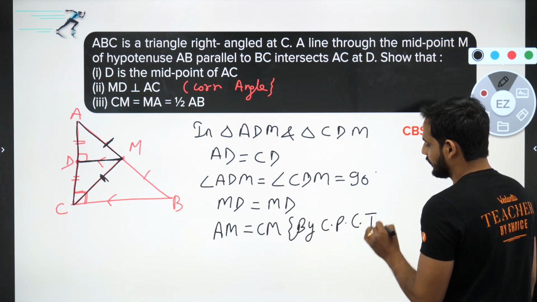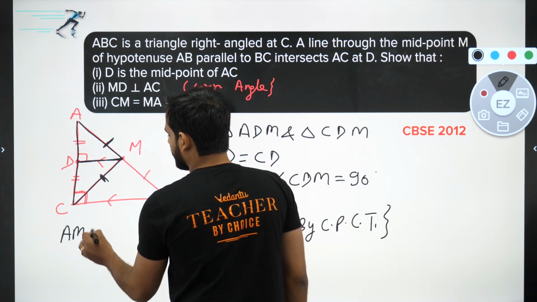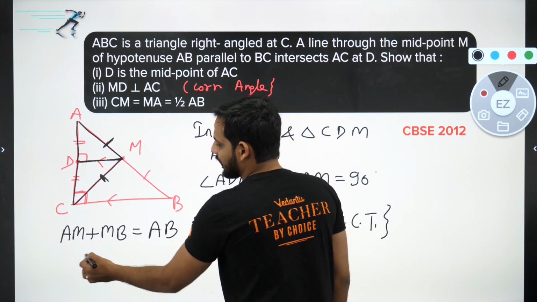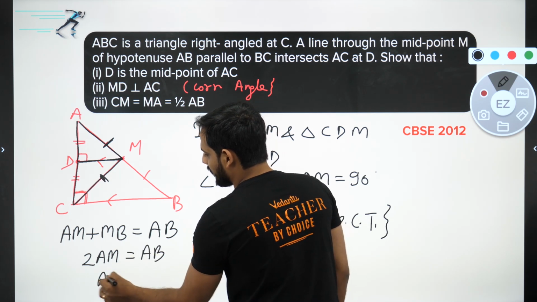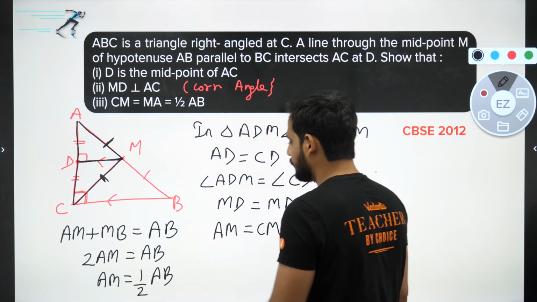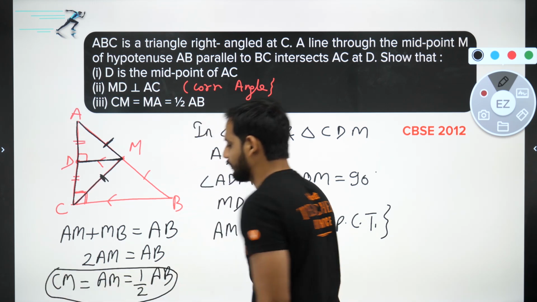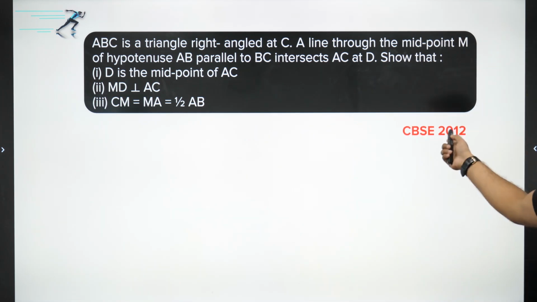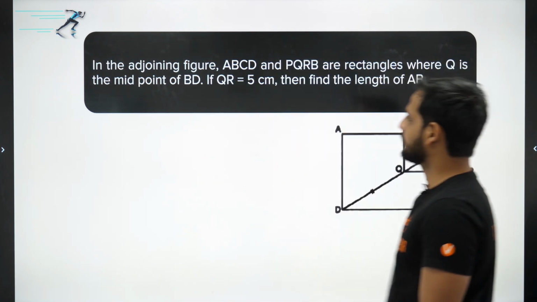Now once you have got this, it is very easy to prove. We know that AM plus MB is equal to AB. AM and MB are equal, so twice AM is equal to AB. So AM is equal to AB by 2, and AM is also equal to CM. So CM is equal to AM is equal to half of AB. Understood? So this is how this can be done quite easily. Chalo. And you can see this is a CBSE 2012 question. So see how easy questions are. Okay. Chalo, let's move to the next question.